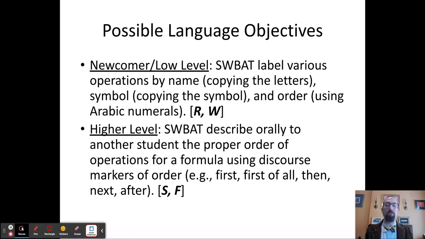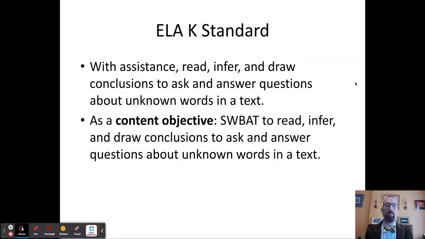For higher level students, students will be able to describe orally to another student the proper order of operations for a formula using discourse markers of order. For example, first, first of all, then, next, after. This language objective is annotated for S, speaking, and F, focus on form.